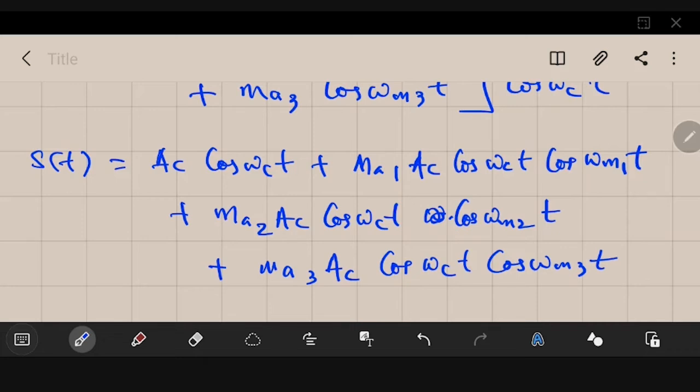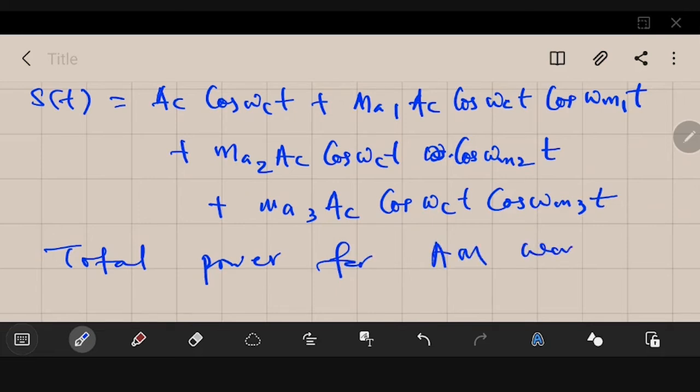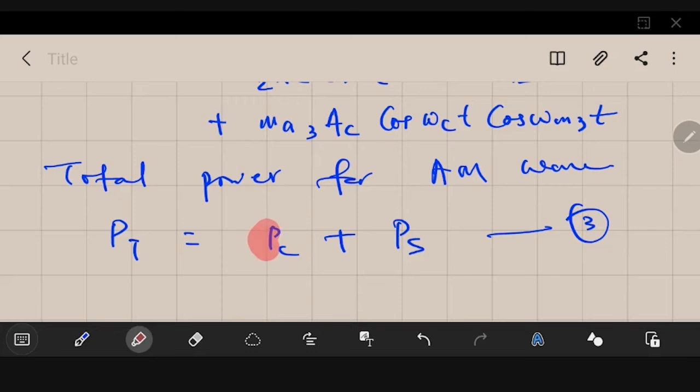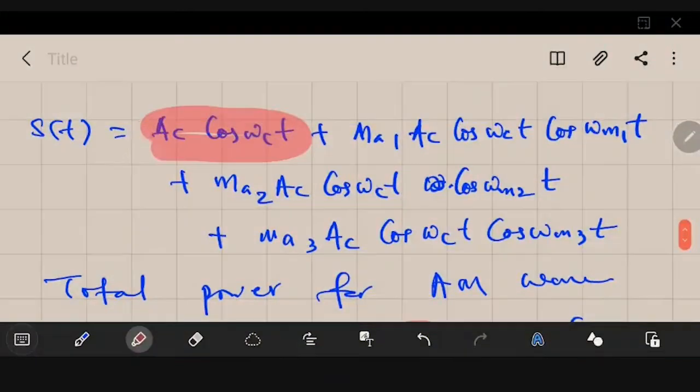The next thing that I have to do is evaluate the power. Let us evaluate the power. So we know the normal expression for finding the power, that your total power for your AM wave is nothing but PT is equal to PC plus PS. Let it be question 3. So we will have to find the carrier power as has been shown here, and then the sideband power. So carrier power is present here. You could see this particular portion. Any doubts?